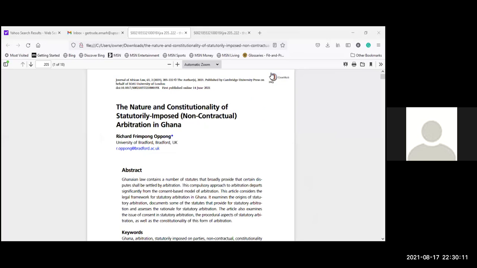I don't think Professor Pong has been here yet, but maybe we need to take steps to get him to visit us. Now, you see, he makes a very interesting argument in this article. I'm sure some of you may have seen that sometimes in certain statutes, you would have a statute prescribing that parties necessarily go to arbitration over a matter. So, for example, you can have a statute like Act 930, the Banks and Specialized Deposit Taking Institutions Act, which will prescribe that with matters concerning the revocation of a regulated financial institution's license by the BOG, the parties would have to go to arbitration.